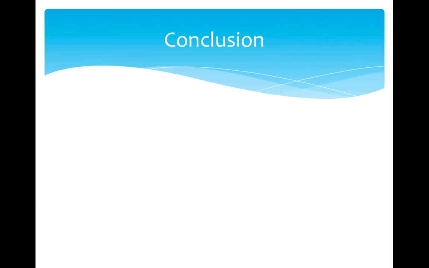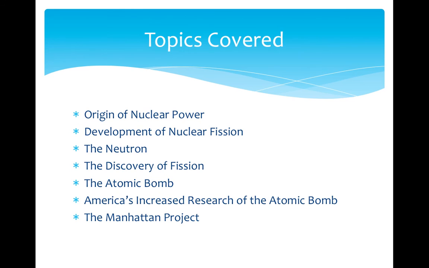In conclusion, today we have talked about the origin of nuclear power, the pressurized water reactor, and Three Mile Island. Once again, the topics that we covered were the origin of nuclear power, development of nuclear fission, the neutron, discovery of fission, the atomic bomb, America's increased research of the atomic bomb, the Manhattan Project.